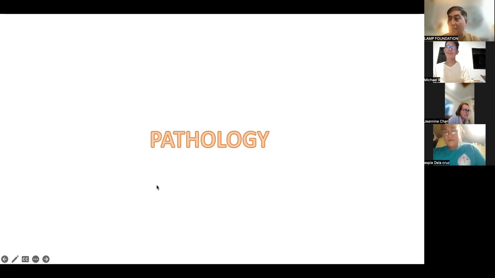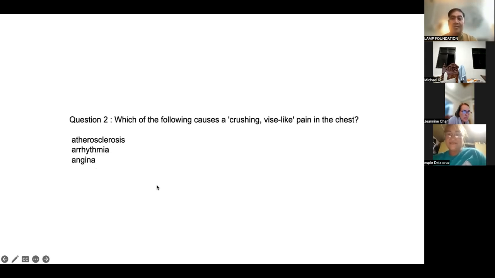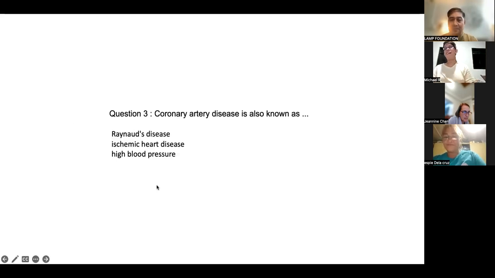Next, we call on Ma'am SP de la Cruz. Good evening, po. Good evening, po. Okay, ready na. Classmate. Good. The hardening of fatty plaques lining the blood vessels is called? Atherosclerosis. Good. Which of the following causes a crushing vice-like pain in the chest? Angina. Coronary artery disease is also known as?